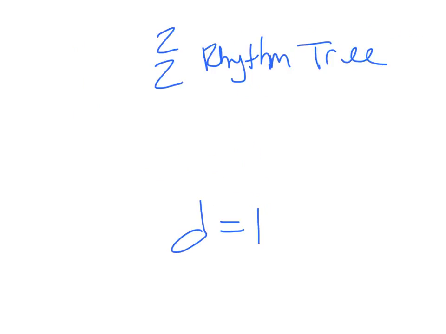Again, our rhythm tree is affected by that bottom number. Since the half note equals 1, whole note equals 2, quarter note equals 1/2, eighth note, if you even have any eighth notes, would be a fourth of a beat.